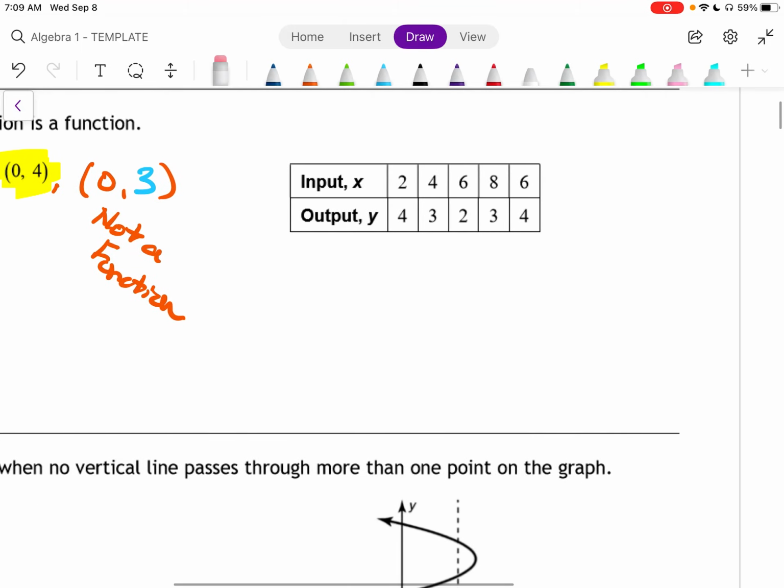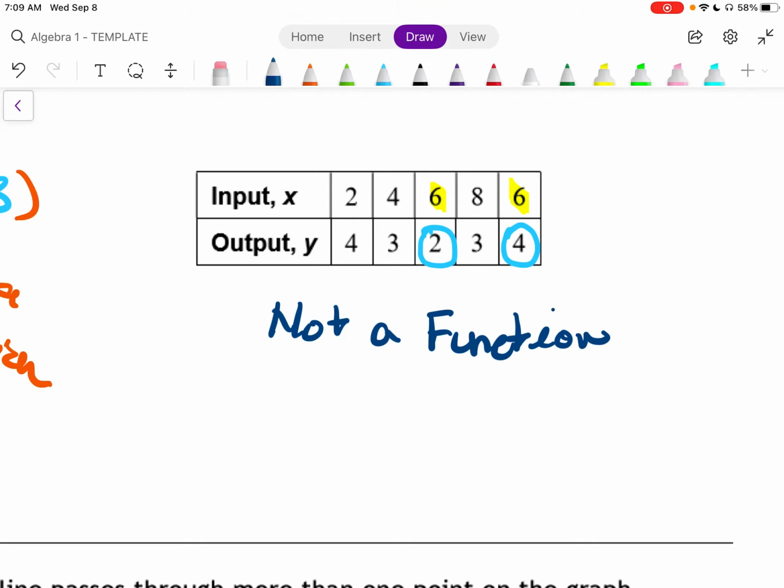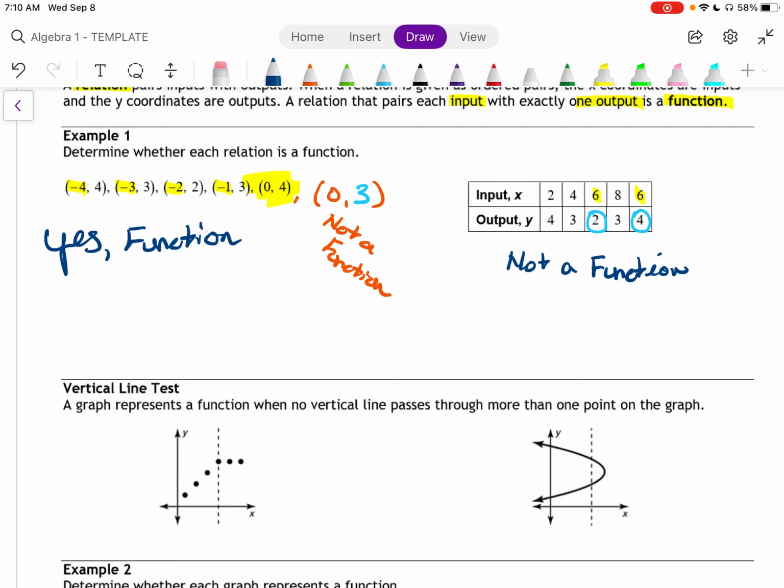Next up, we have it written a little bit differently. It's written in a chart here. So we look here, we've got 2, 4, 6, 8, 6 in the x category. The first 6 maps to 2, right? So we plugged in a 6 and we got out a 2. The second 6 maps to a 4. So we plugged in 6 and we got out 4. So this is not a function. All right, so those are looking at whenever the numbers are actually listed.